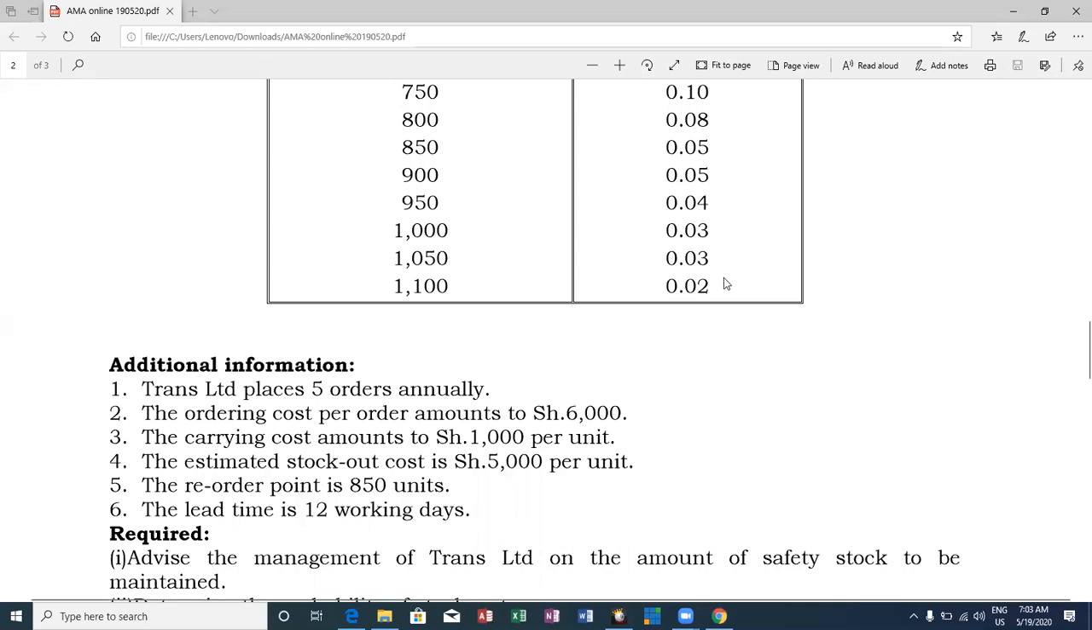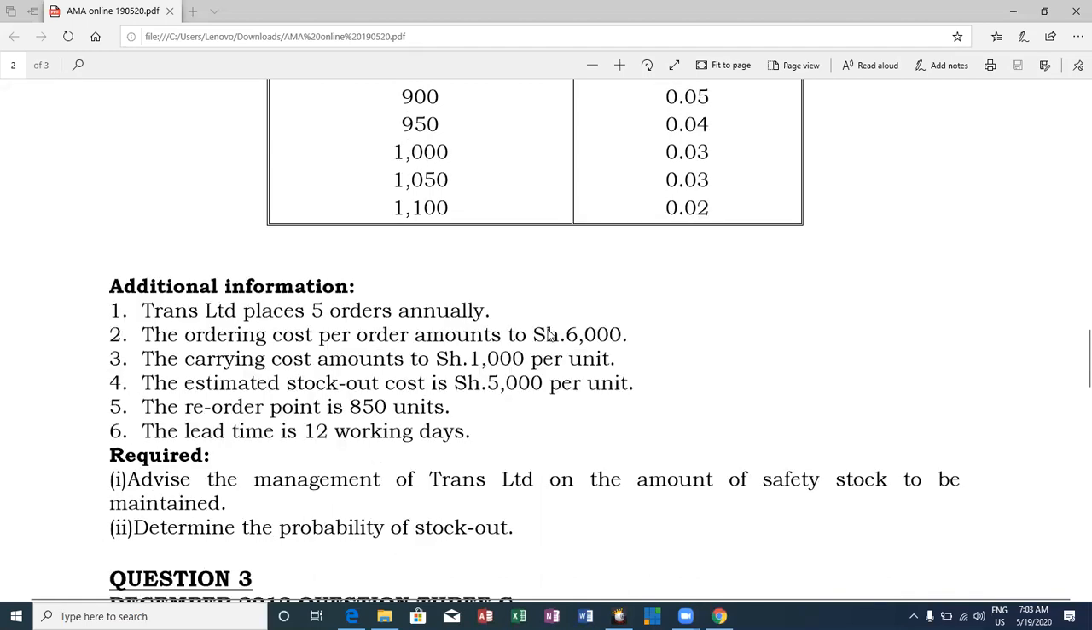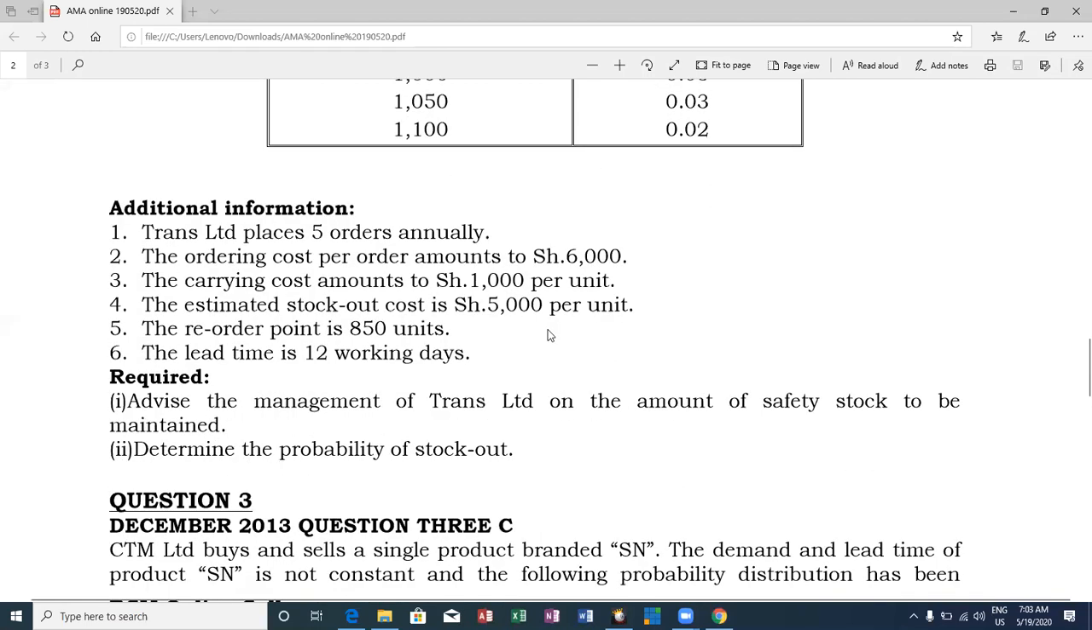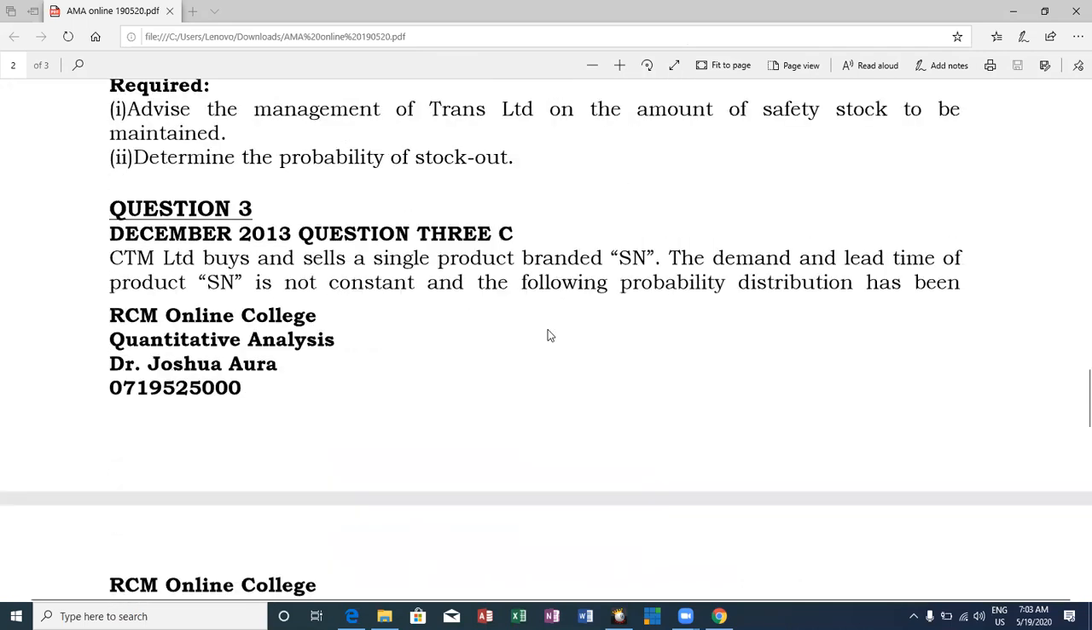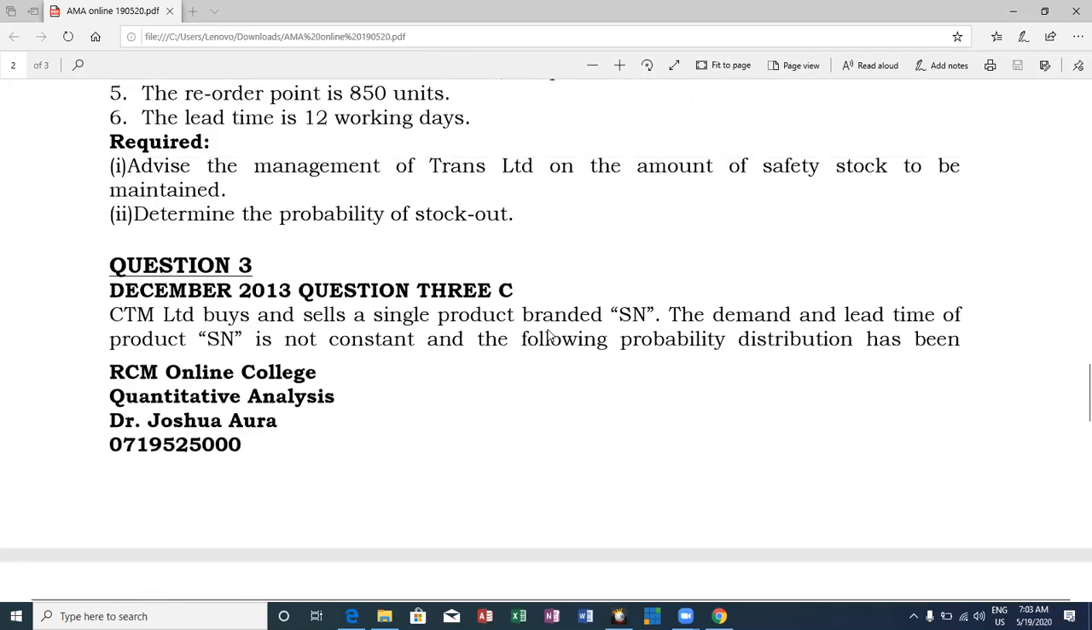The last question, ladies and gentlemen, what do they want us to give them? The last question, they want us to give them the probability of a stock out. The probability of a stock out. Please take me back to the table there.